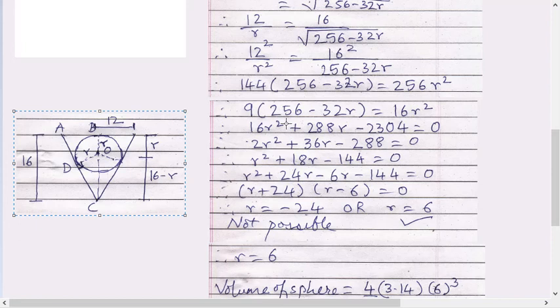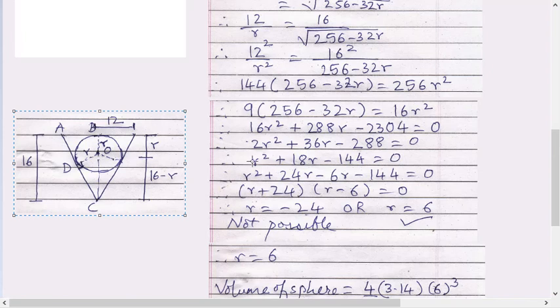So solve it now. See this, 9 into 32 is 288 and 256 into 9 is 2304. What I have done is I have solved this and taken all on the one side. So it becomes 16 R square plus 288 R minus 2304 equals 0. Right? Start dividing by 2, 4, whatever you can. Maximum is 8. So 8 16s are 16, 288 divided by 8 is 36, 2304 upon 8 is 288, equals 0. So this again you can divide it. So R square plus 18R minus 144, right?